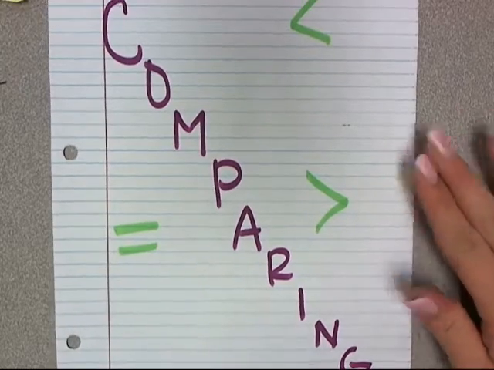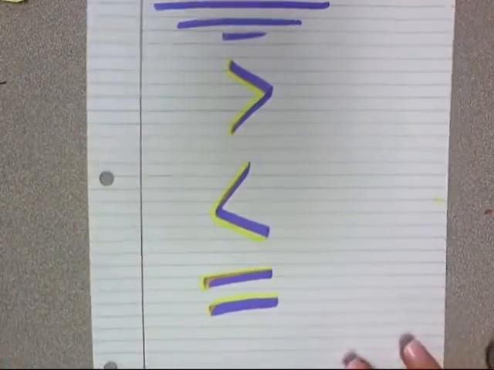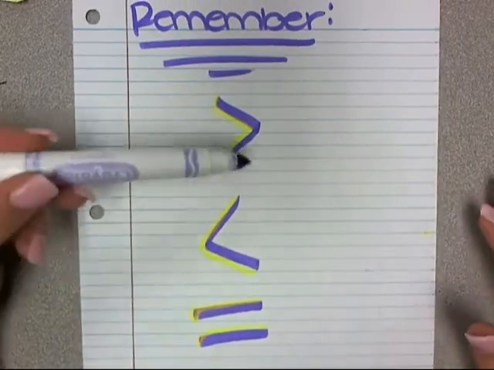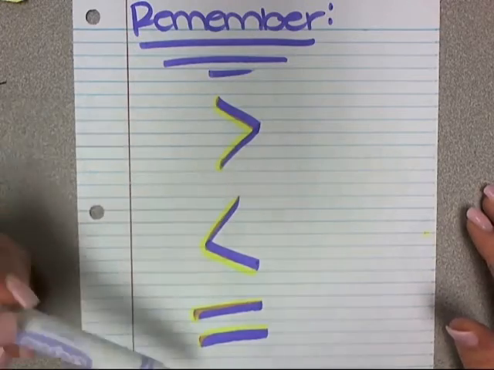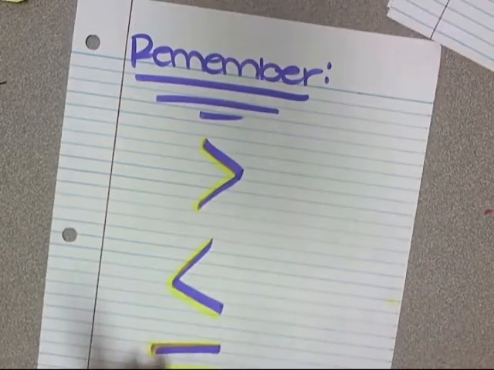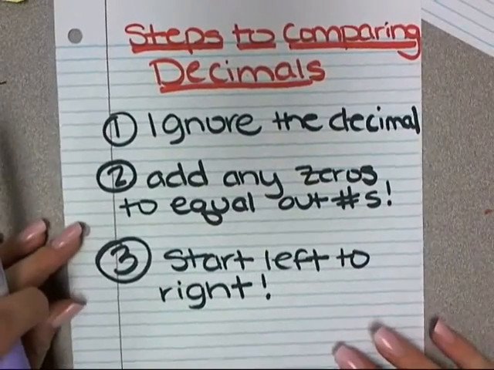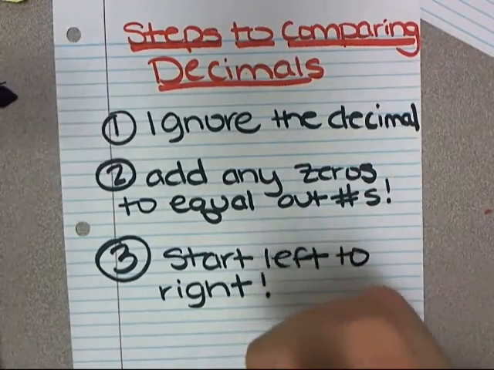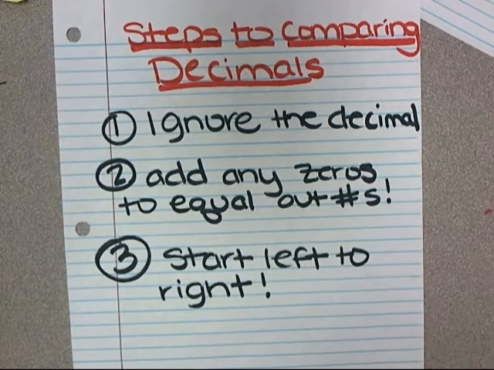Alright, now we're going to move on to comparing. You must remember your 3 signs. You've got both your less than and greater than and your equal sign. There are fewer steps to this one. We only have 3. It's easy, right? It's a thumbs up. We've got steps to comparing decimals.